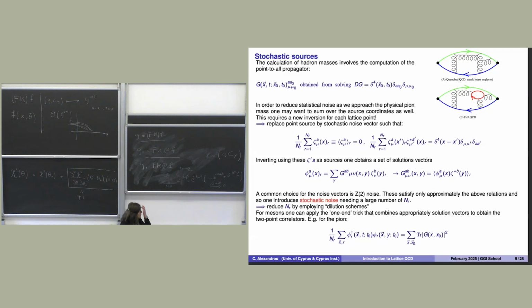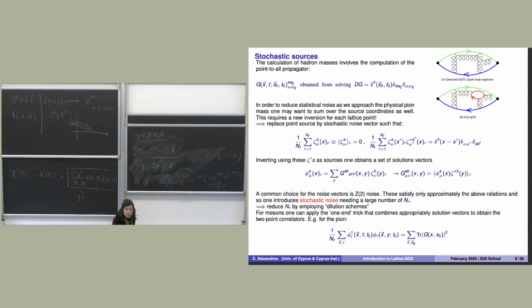Now, how do I do the computation of these propagators? Well, I have to invert the Dirac matrix. Now, the Dirac matrix is a huge matrix on the lattice, but it is sparse. So this helps me a lot.